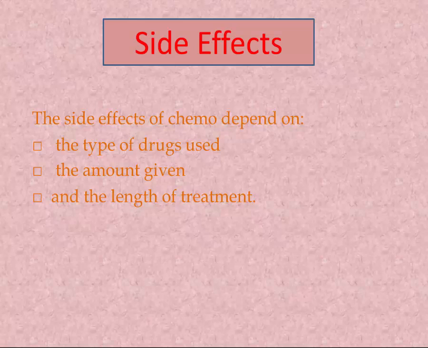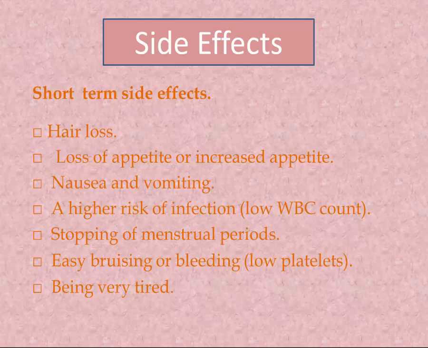Side effects. The side effects of chemo depend on the type of drugs used, the amount given, and the length of treatment. Short-term side effects: hair loss. Loss of appetite or increased appetite. Nausea and vomiting. A higher risk of infection, low WBC count. Stopping of menstrual periods. Easy bruising or bleeding, low platelets. Being very tired.